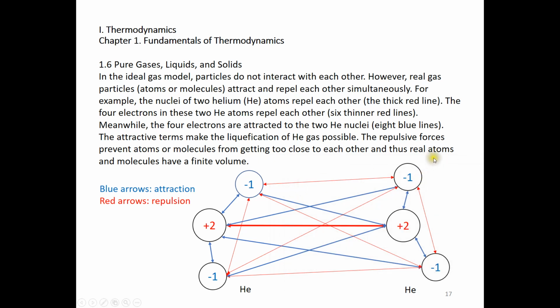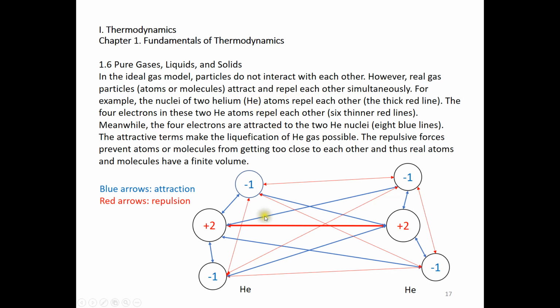Chapter 1 Fundamentals of Thermodynamics, Section 1.6 Pure Gases, Liquids, and Solids. In the ideal gas model, particles do not interact with each other. There is no attraction or repulsion between gas particles. However, real gas particles do interact with each other. They attract and repel each other simultaneously. For example, two helium atoms may repel each other and attract each other at the same time.